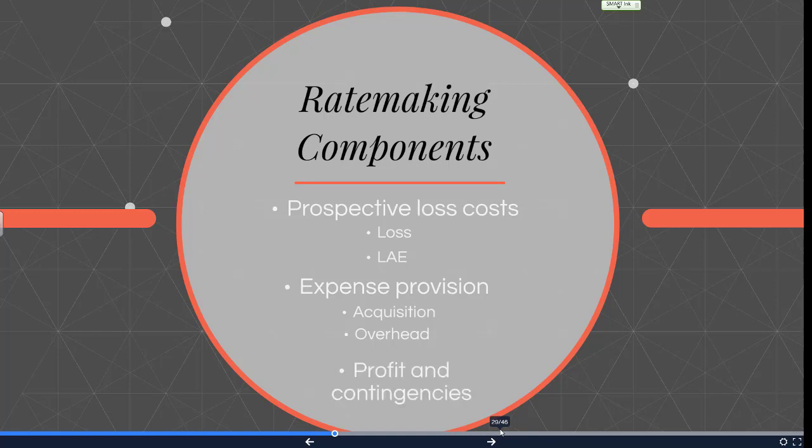Then profits and contingencies. Remember that an insurance company's profit is also a contingency, because if the insurance rate is set too low, the insurance company will use that excess to pay for those unexpected losses. If the estimates are good or better than expected, then this will mean an underwriting profit to the insurance company.